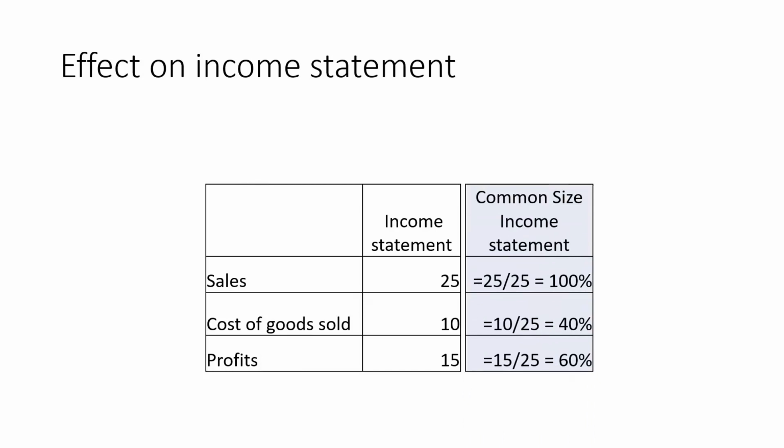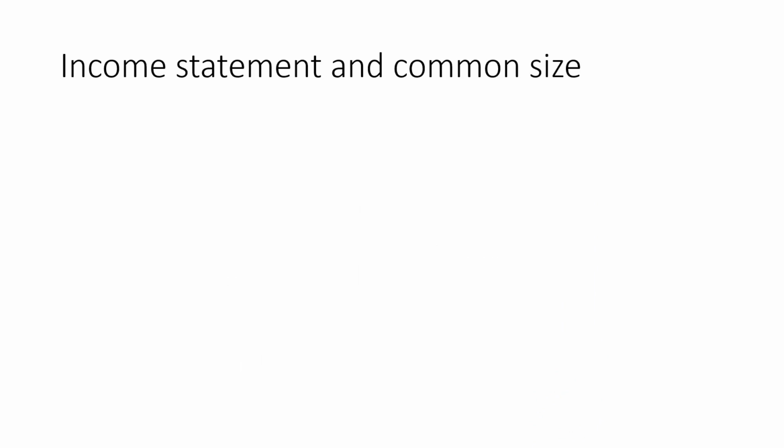Now, common size income statement is simple. It is 25 divided by 25, 100%. Cost of goods sold is 10 divided by 25, 40%. And the remaining 60% is profit. So 100%, 40%, and 60% is how a common size income statement is seen. Moving on to our MKZ and KMZ airlines.